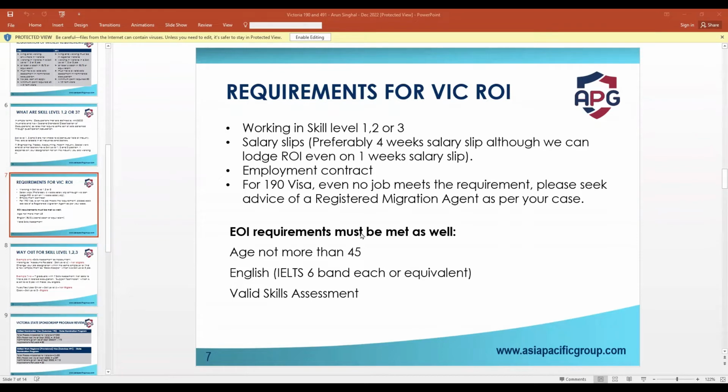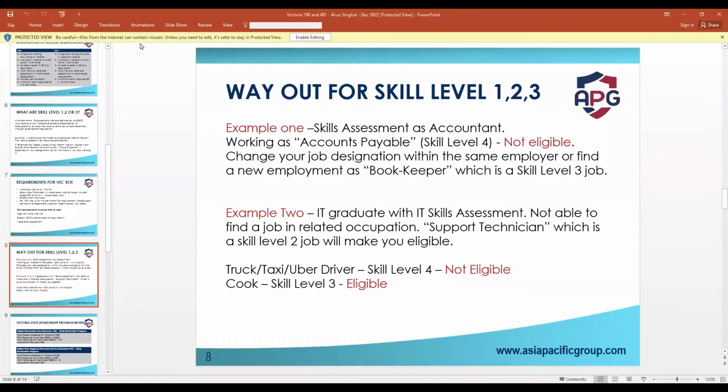The age requirement must still be there, so the age must be 45 or less. English requirement is still there and a valid skill assessment must be there. We get people who have got the invitation from the Victorian government. We had a case where the person got the 190 invite, but their skill assessment had expired a month ago. So now even with the points in hand, they are not eligible for PR because their skill assessment has expired and they were not eligible to even renew it. That is not worth it.